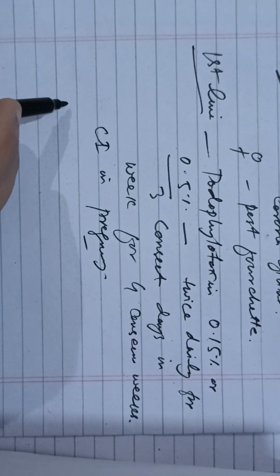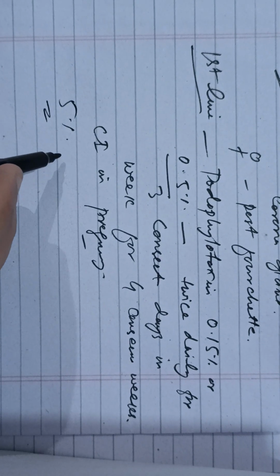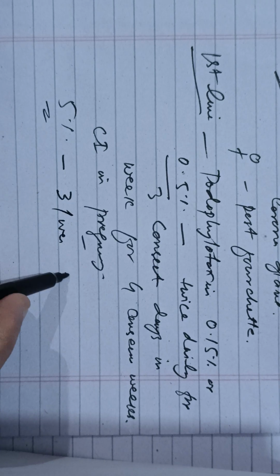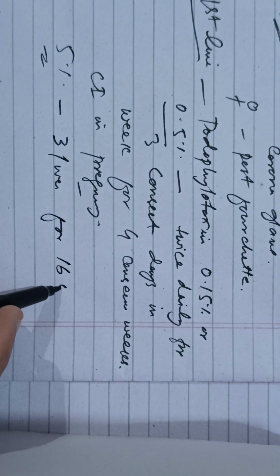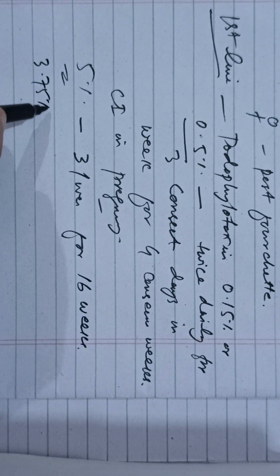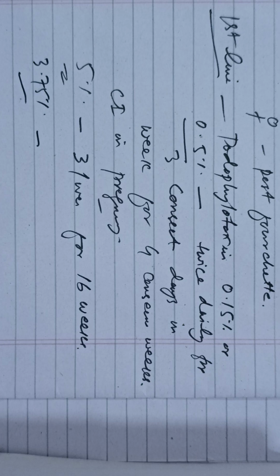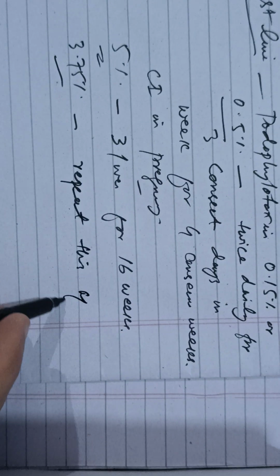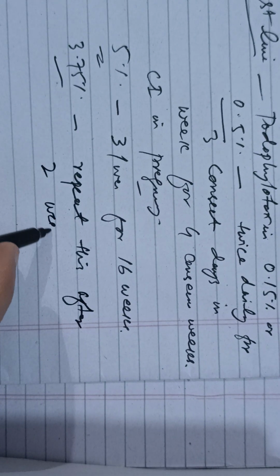It also comes in the concentration of 5%, which is given 3 times per week for 16 weeks, or 3.75% concentration, which is given twice daily for 2 weeks and then repeated after 2 weeks.